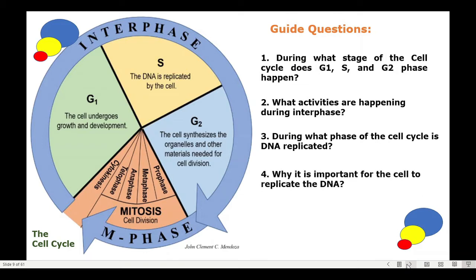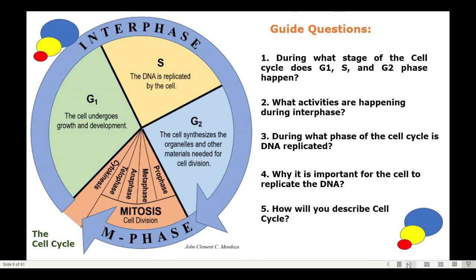Why is it important for the cell to replicate the DNA? As I've said kanina, it should be replicated and distributed correctly before cell division to ensure that the copies of the chromosomes or DNA are transferred to all of the daughter cells. If not, errors could happen.